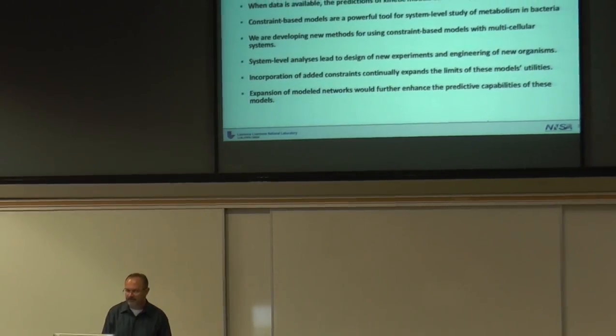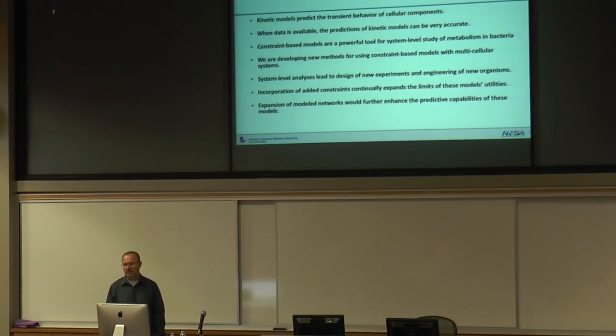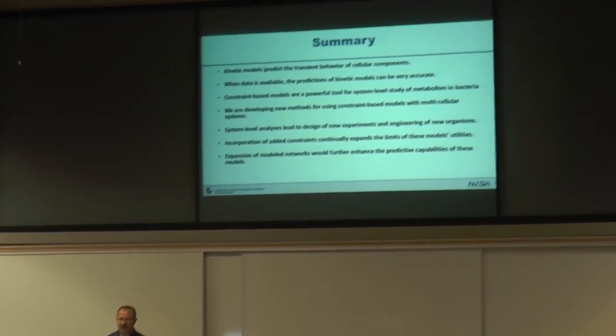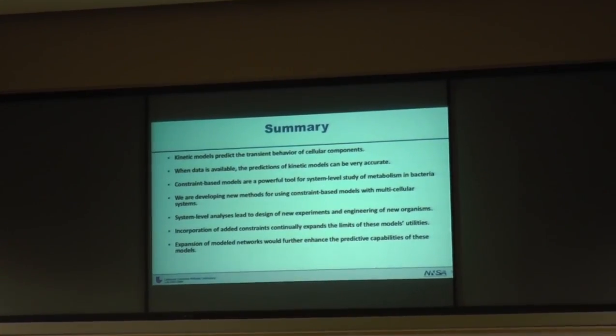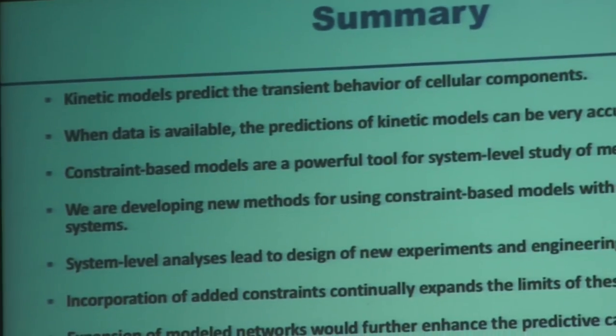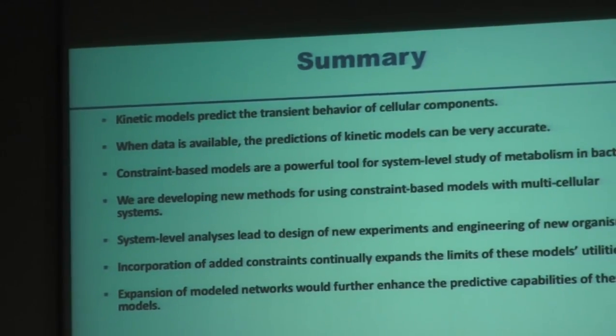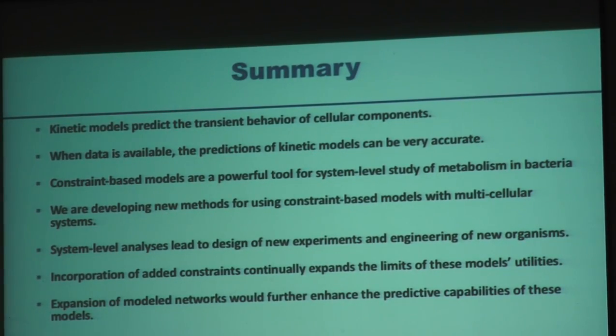So in summary, as I said, there are two types of modeling, and the one that usually is the most informative is the kinetic models, because they give you an idea of how the system evolves. And when data is available, these are pretty accurate models. Unfortunately, there is not that much data available, and at times, either we need to make really drastic abstractions of the system, or we just need to switch to something else, which is constraint-based modeling.